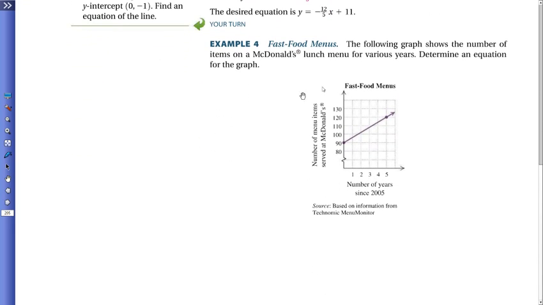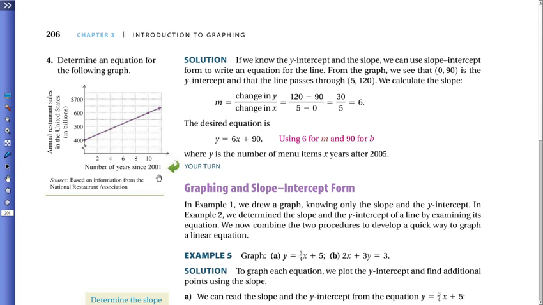Now they go through some examples here about fast food menus. Notice this graph has this squiggly here because they jump scale here, right? Remember, slope's the same thing.